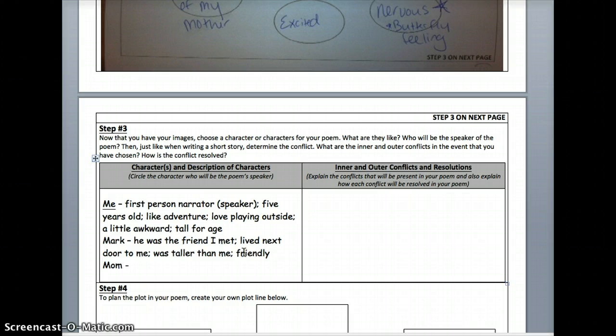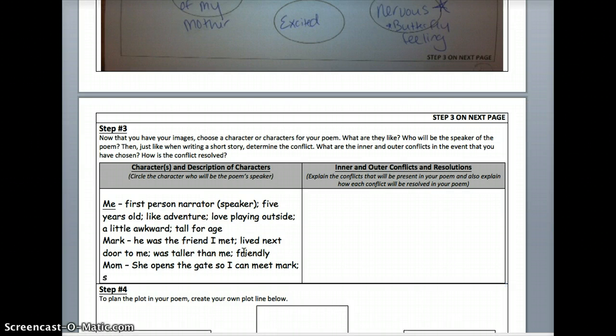Also, my mom is going to be featured in this poem very briefly. She opens the gate so I can meet Mark. And thinking about her character, she really was a symbol and who I thought was strong and confident. Also, she was an authority. So that's how I looked at my mom at that time. I still look at her as very strong and confident. So I have my characters and some descriptions.